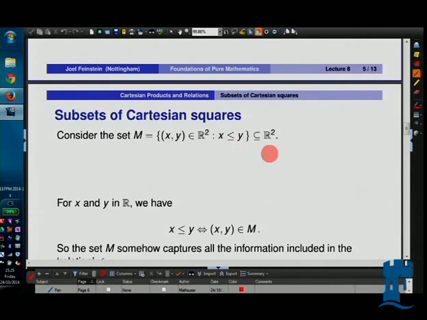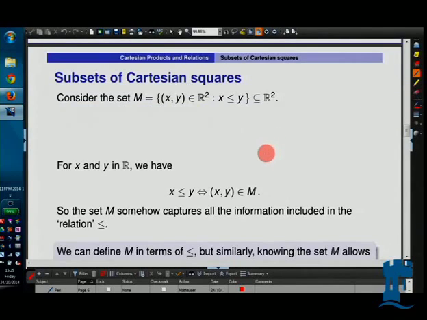Now, if you've got a Cartesian square, you can look at some subsets of it. R squared is a Cartesian square. It's R cross R, right? So don't forget R squared equals R cross R. So that's a Cartesian square. And inside that, I could look at a set of points. M is the set of pairs x, y in R squared with the restriction that x is less than or equal to y.